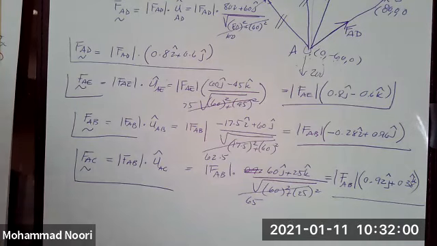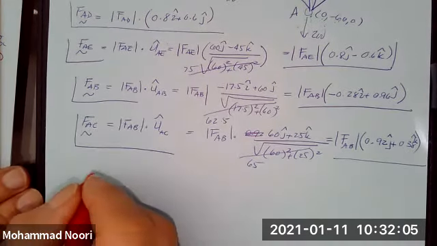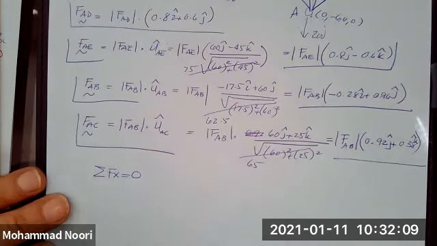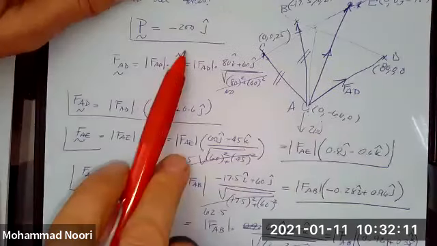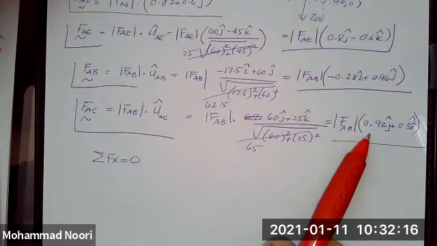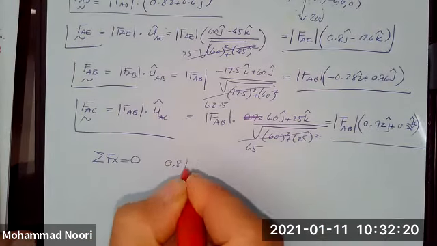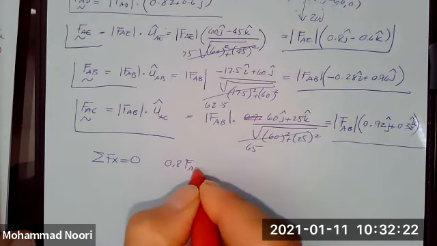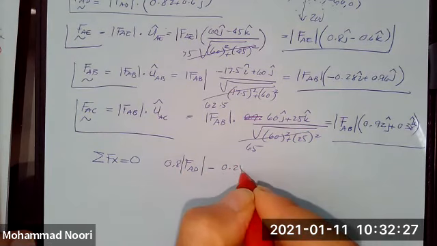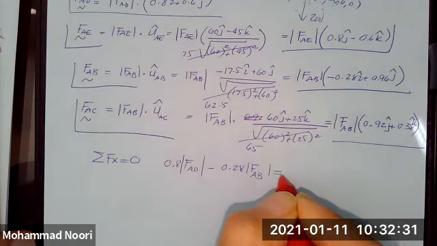Once we wrote all these down, the next step is the easiest one. You just write down the summation of all x components equals 0. This one doesn't have an x component, this one does, this one does, and this one doesn't. So you end up with this equation: 0.8 force of AD minus 0.28 force of AB is equal to 0.